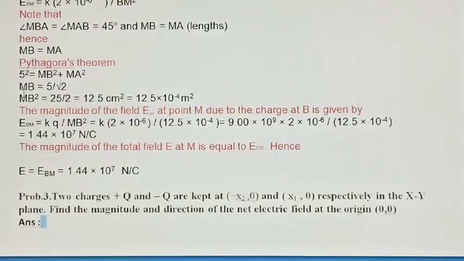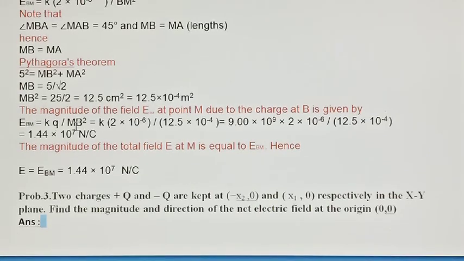Now MB is coming out to be 5 by root 2, and then you apply the formula for the electric field at a point due to a point charge, which is equal to 1 by 4 pi epsilon naught q by r square. If you apply this formula by putting all the values, you may get the result as 1.44 into 10 to the power 7 Newton per coulomb.